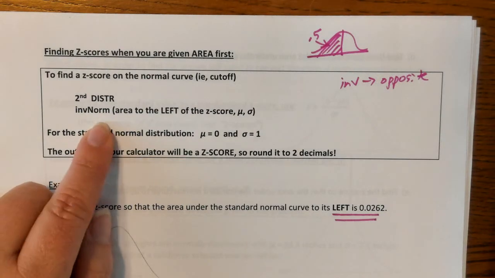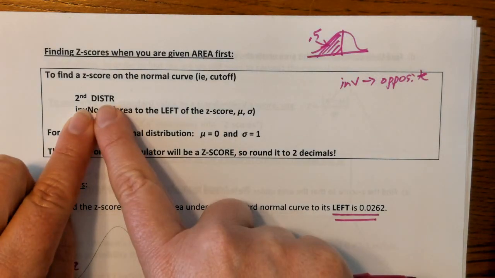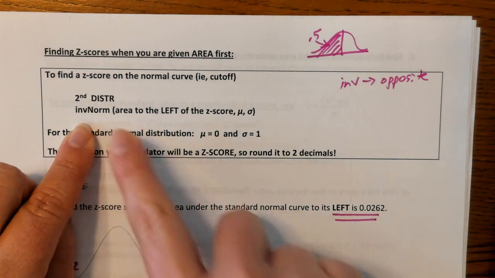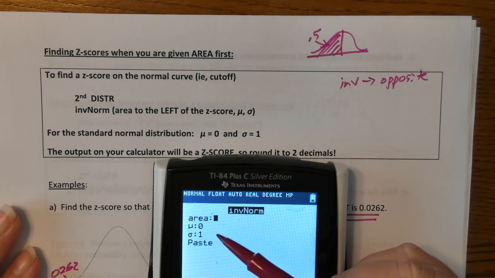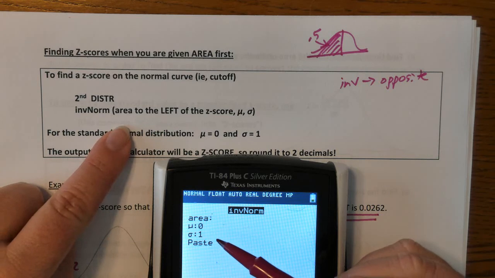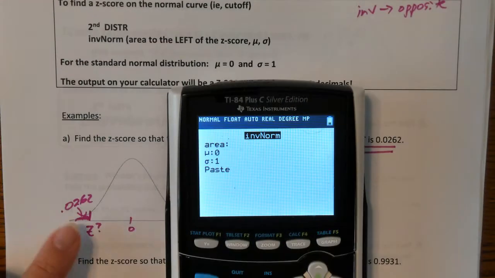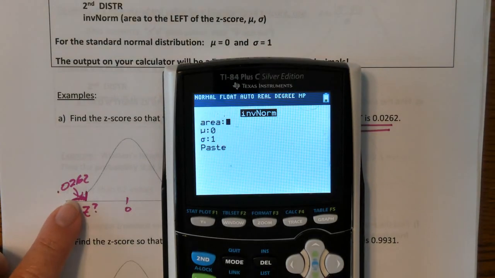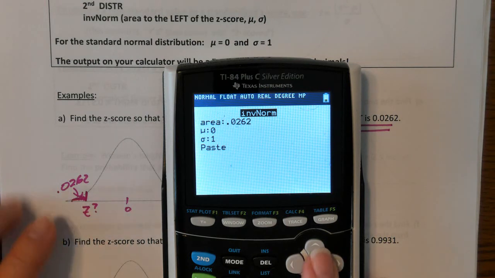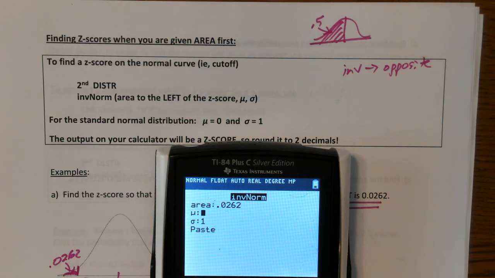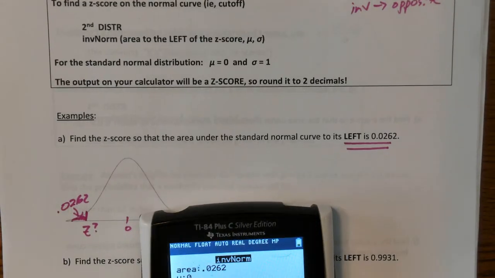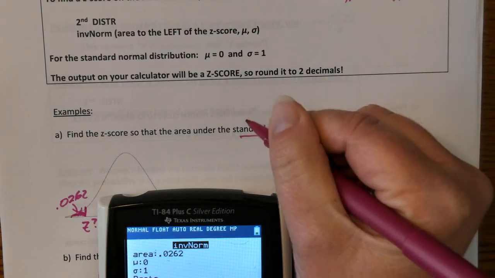Here's your calculator keystrokes. We did second distribution, inverse norm, and now what it expects us to give is the area to the left. So what is the area to the left of what we just drew? It's 0.0262. Okay? And then it wants to know the mean and the standard deviation. Our mean is still 0. Our standard deviation is 1 because they told us it was standard normal.